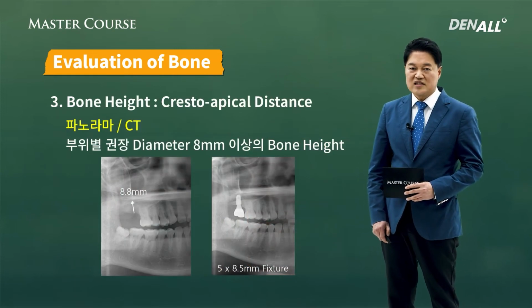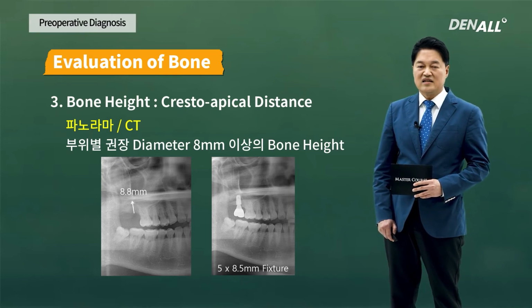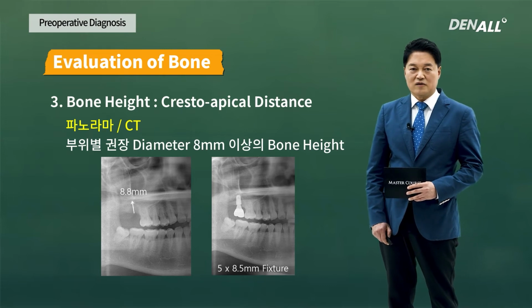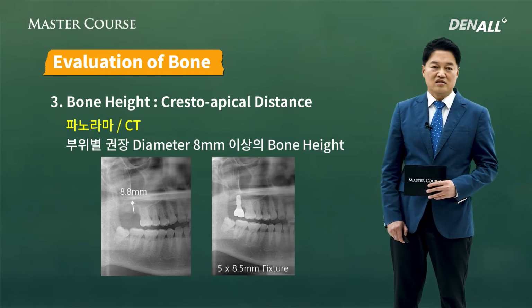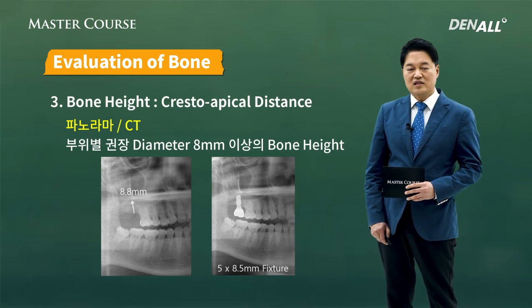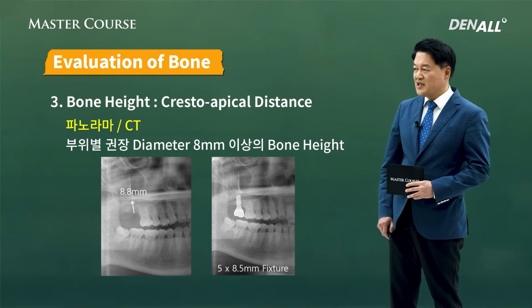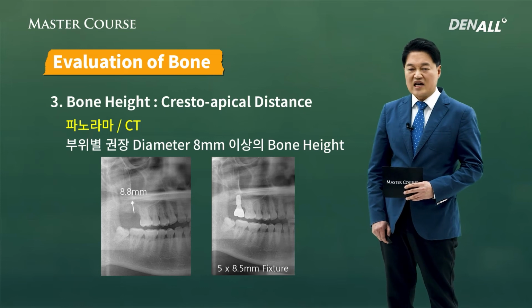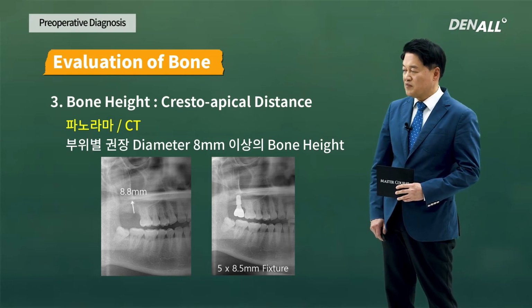Last, bone height, crestoapical distance. It is very important when we choose the length of the implant to be placed. You evaluate it on the panoramic image. If necessary, take a CT again, assess bone height once again, and choose the implant length that is necessary. There's approximately 8.8 millimeter bone height. You need to place at least 8.5 millimeter, so you need to do a sinus lift and place an 8.5 millimeter length fixture.